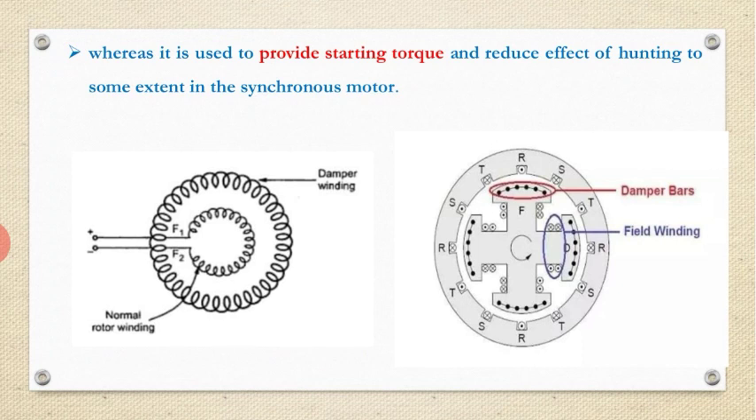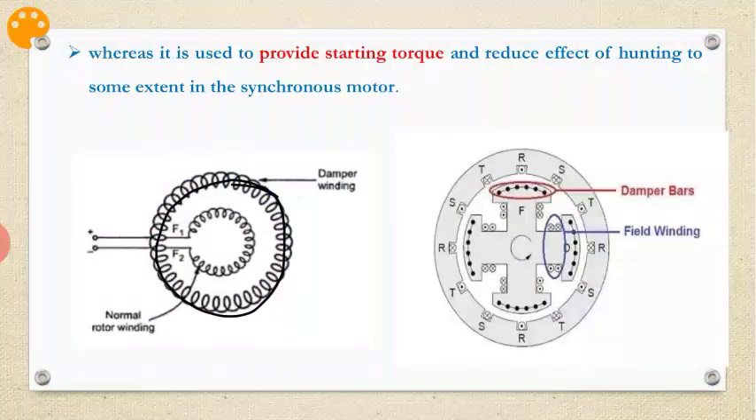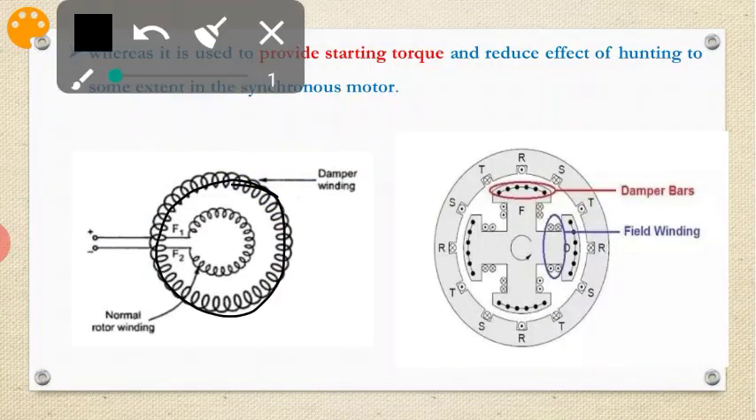This is another view. If you look at this, this is the damper winding. It is a closed one, it will be shorted, so that the rotor rotates like an induction motor. This is another figure I put.